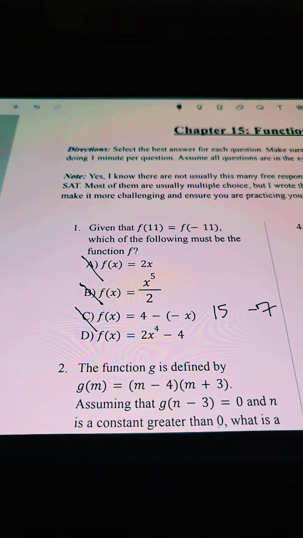Hold on, there's a piece of lint that's bothering me on this. Okay.